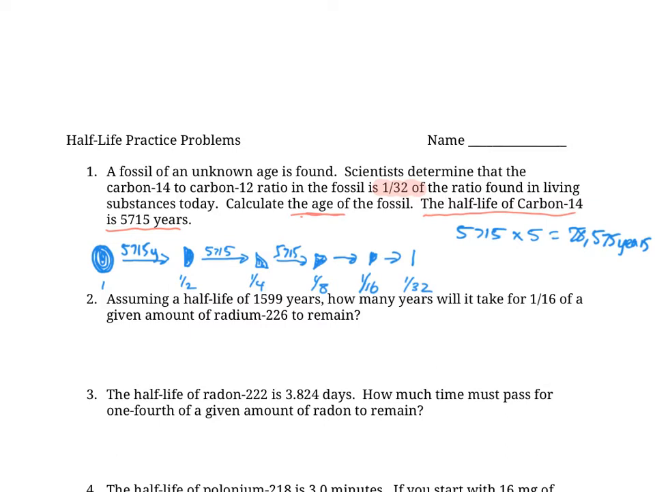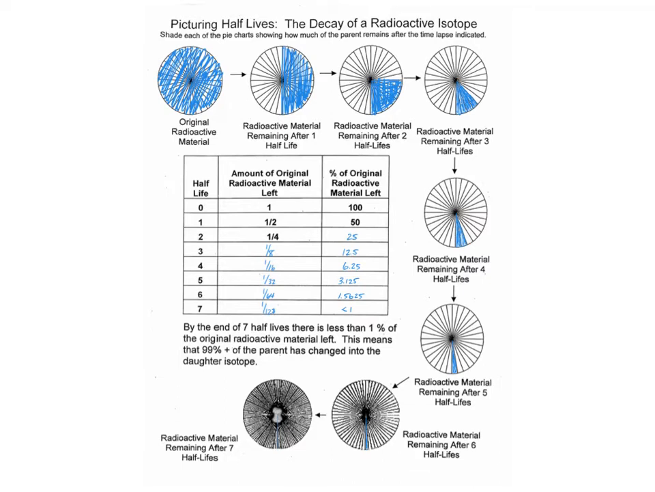I'm going to show you a little bit faster way using a reference sheet that we let you use. So here's an example of that reference sheet. You want to bring this with you. You can use this at test time. And if we dive into it, there's quite a bit of information here that's helpful to you. So you'll notice that around here you can see the full original radioactive material. After one half-life, we have half.